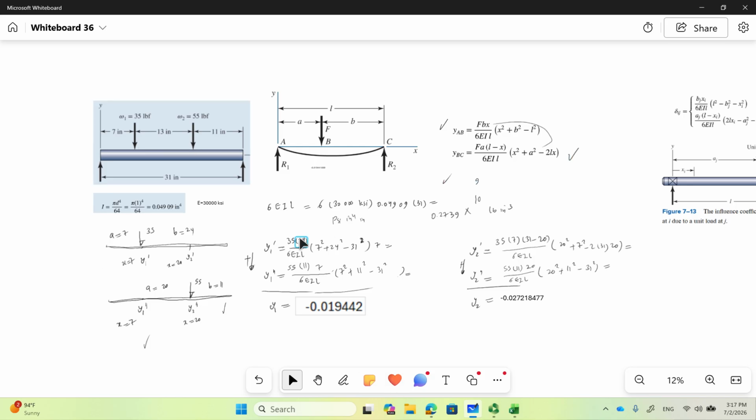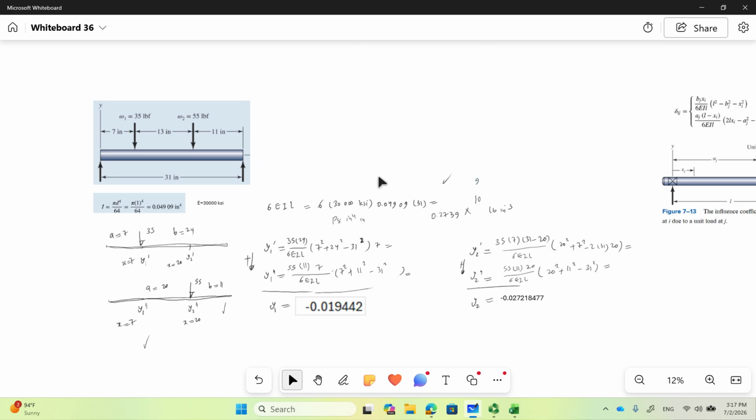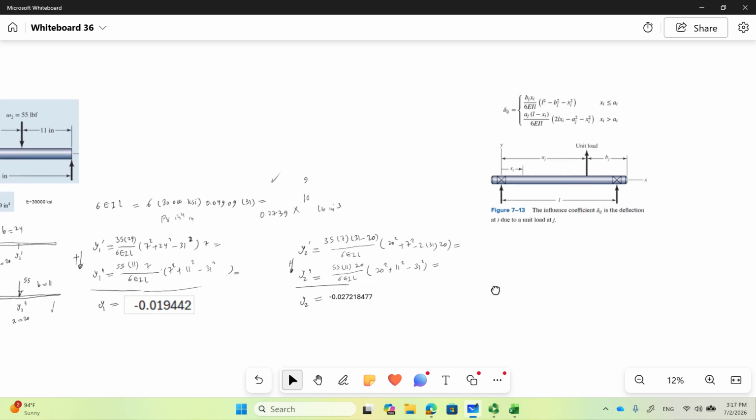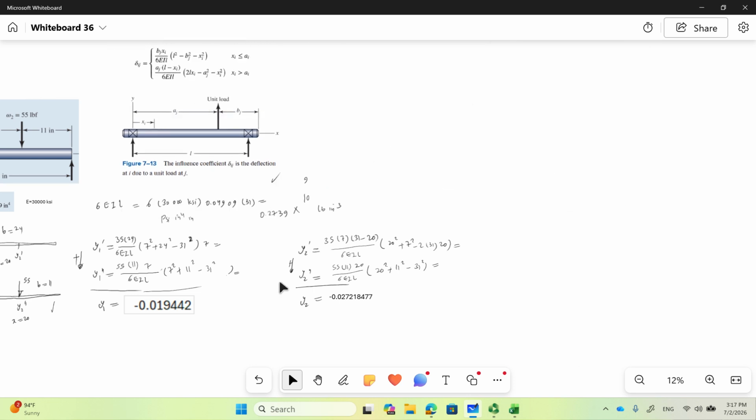Alright, so now I'm gonna use influence coefficients. You know what your book explains. Basically, that guy is basically superposition, right? But they have just presented them differently. So let's explain that here.